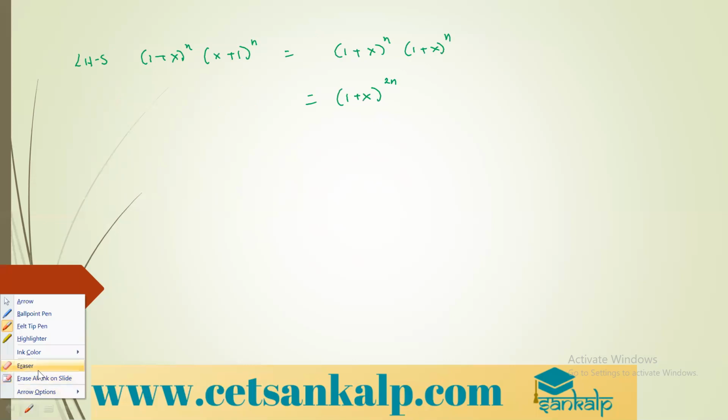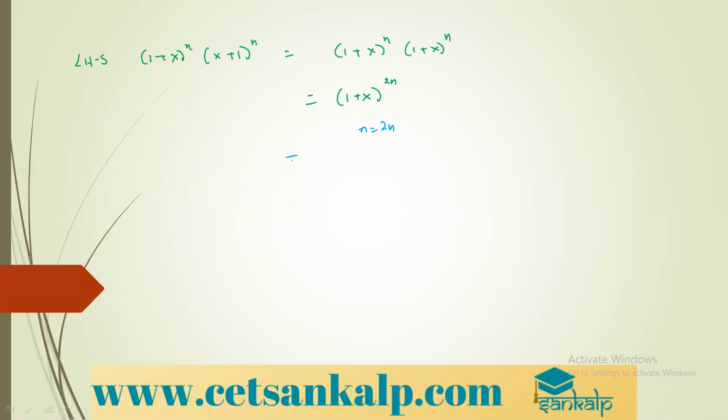So in this, I have to find the coefficient of x power r. The power n is 2n. The general term is 2nCr x power r. I am finding the coefficient of x power r. So on the left side, the coefficient of x power r is 2nCr.